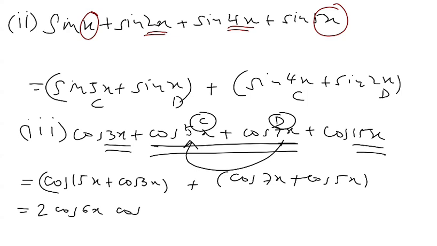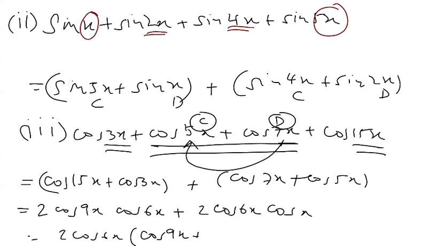So 15 plus 3, 18 upon 2, that is 9. And 15 minus 3, 12 upon 2, which is 6x. This will be cos 6x, 12 upon 2, and subtract the angles. 7x minus 5x, that is 2x upon 2, which is x. So take 2 cos 6x common, cos 9x plus cos 6x. Now here again you do cos C plus cos D formula. Ideally you should get the answer.